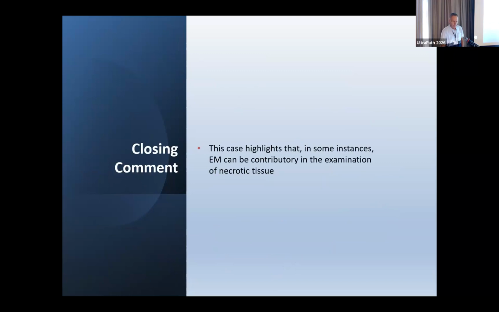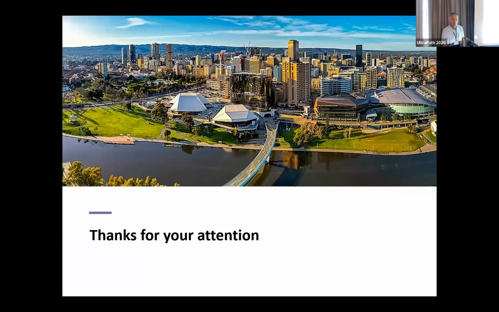So in closing, if anything, this case highlights that in some instances, EM can be contributory in the examination of necrotic tissue. Thank you for your attention.